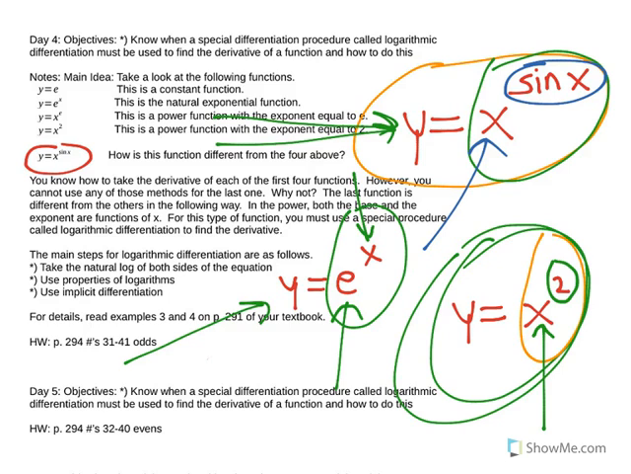Now we know when we have to use it: when we have a function and we have a power and both the base and the exponent are functions of x, we have to find the derivative by using this special procedure called logarithmic differentiation. And now we'll take a look at how this is to be done.